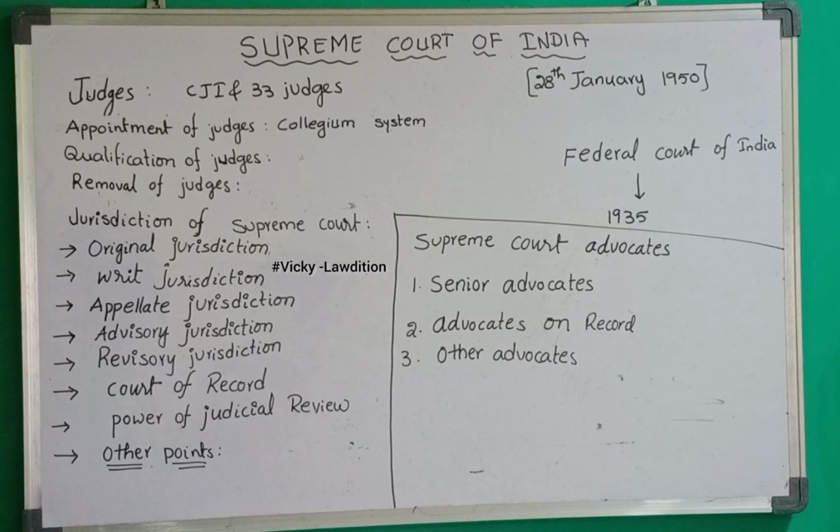Salary. The salaries, allowances, privileges, leave and pension of the judges of the Supreme Court are determined from time to time by Parliament. They cannot be varied to their disadvantage after their appointment except during a financial emergency. The salary of the Chief Justice is 2,80,000 per month and other judges 2,50,000 per month.